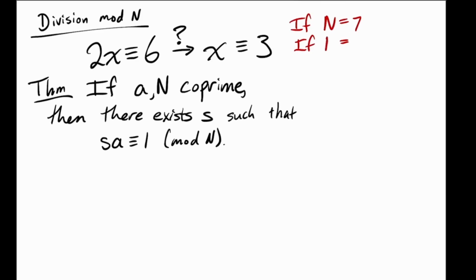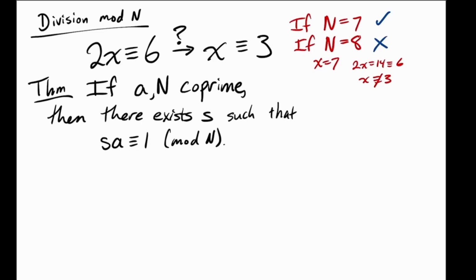And if n is equal to 8, then it's easy to come up with examples where this goes horribly wrong. So I'll take x equal to, let's see, how about x equal 4. If x equals 4, 2 times 4, oh, that's not a problem. How about x equals 7? If x equals 7, 2x is equal to 14, that's congruent to 6, but x is not congruent to 3. So I couldn't do the division in this case. This one was okay, this one was not okay.